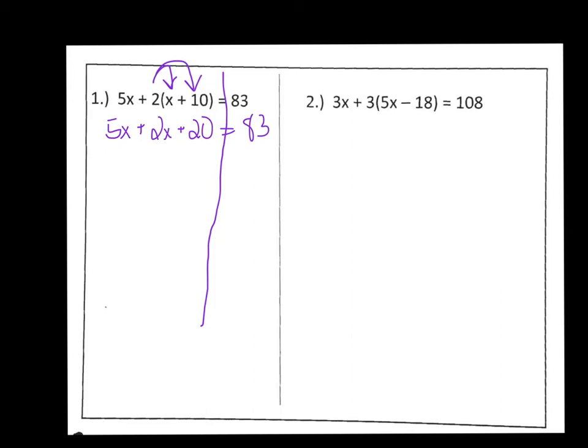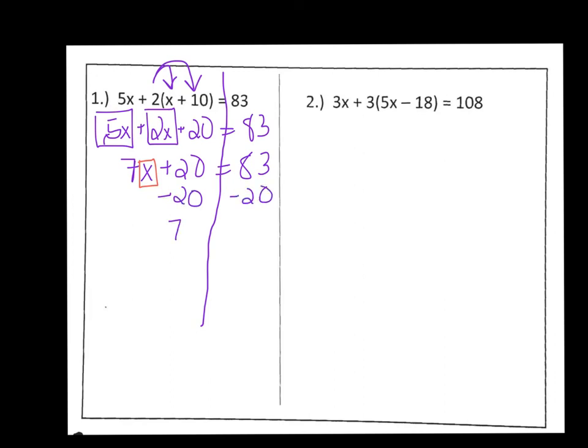After I distribute, I always combine my like terms. So 5x and 2x combine to give me 7x. And now I'm left with a two-step equation. I have to get rid of the 20 first because I'm trying to get to x, and the plus 20 is the thing furthest from x. So I subtract 20 from both sides, leaving me with 7x, because the 20s cancel, equals 63. And then to solve for x, we have to divide both sides by 7, leaving me with x equals 9.